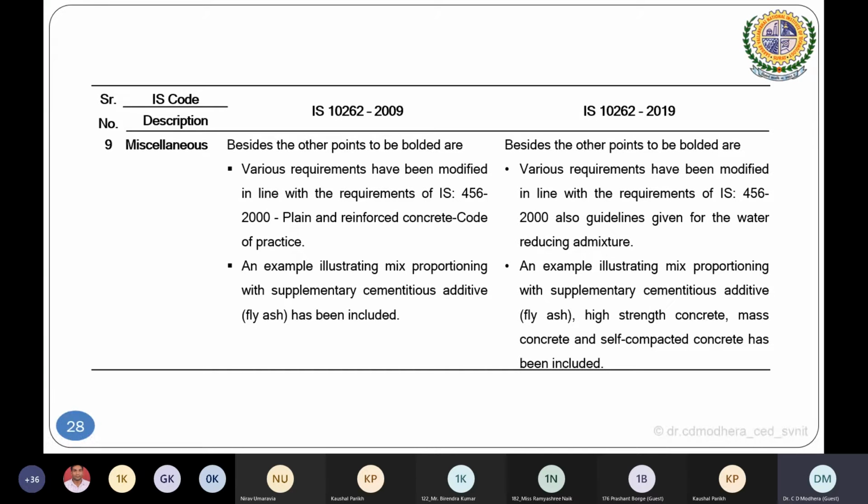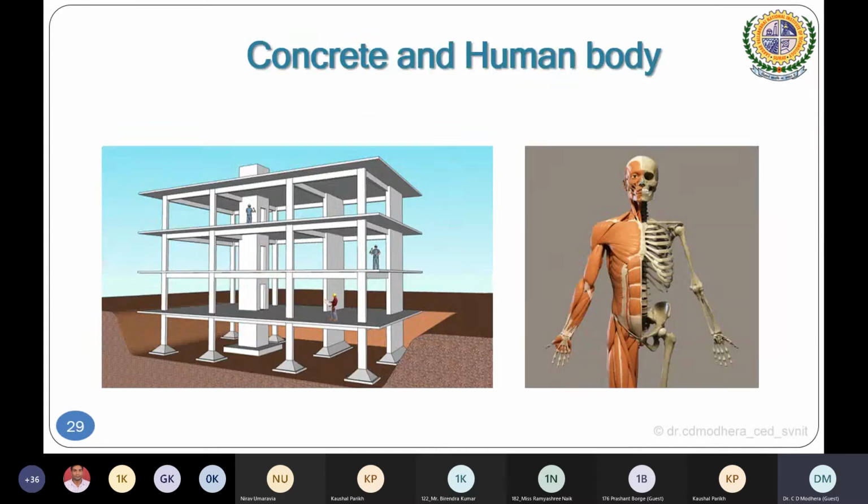An example illustrating mix proportioning with supplementary cementitious additives used fly ash only. In 2019, various requirements have been modified in line with the requirement of 456 for the water reducing admixture. An example illustrating mix proportioning with supplementary cementitious additives, fly ash, even high strength concrete, mass concreting and self-compacting concrete has been included. So look, they have added the special concrete section. If you have those things, you can read from the IS code, and specifically for special concrete they have made the procedure of how to build up.